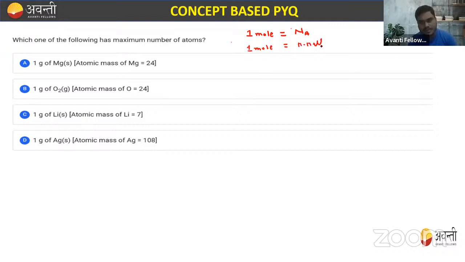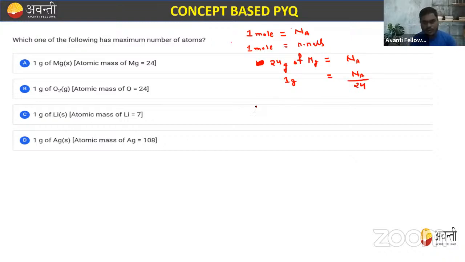So we can say that 1 gram of Mg. So magnesium, molecular mass of magnesium is 24. So 24 gram of magnesium contain Na number of atom, molecules or ion. So 1 gram contain Na divided by 24, right?